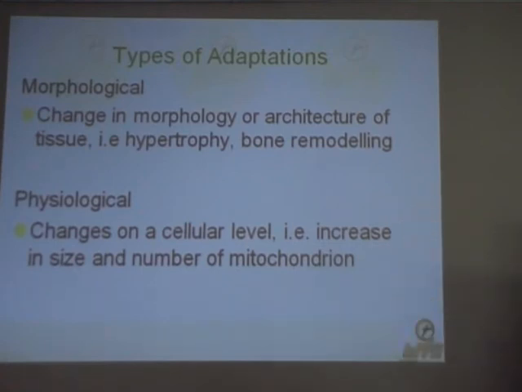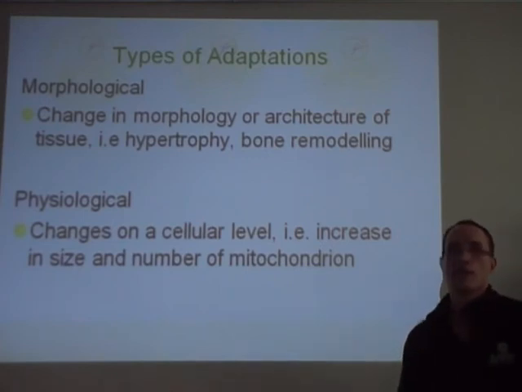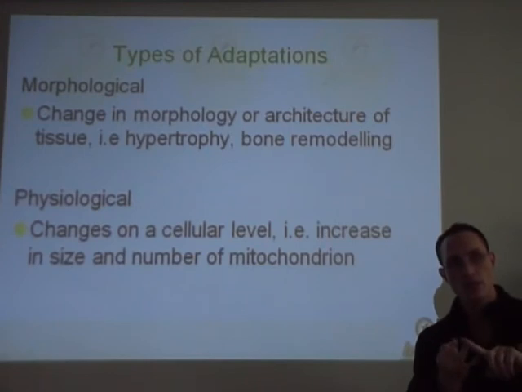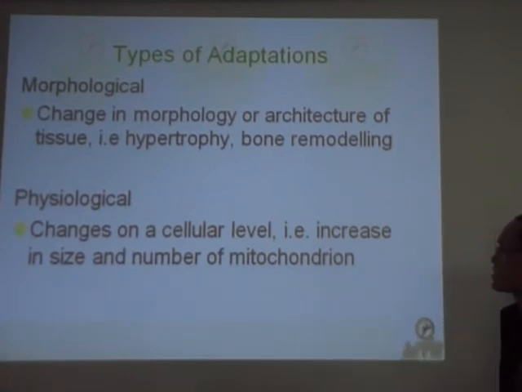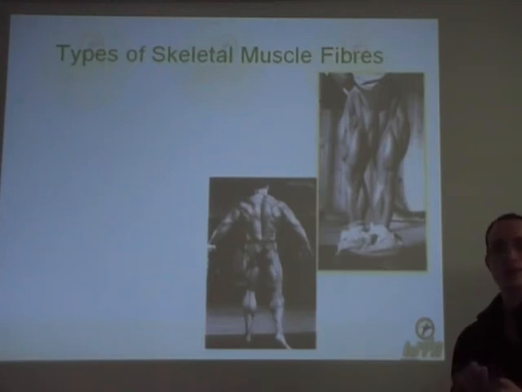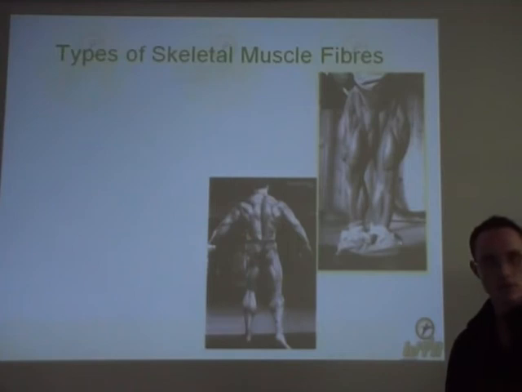Morphological adaptation could be thought of as a change in morphology. It might be an increase in muscle fibre diameter, bone density, or bone remodelling. Okay, we can see that the previous chaps before us adapted very well morphologically. They therefore chose the fibre which will adapt morphologically, and that is obviously the type 2X fibre.